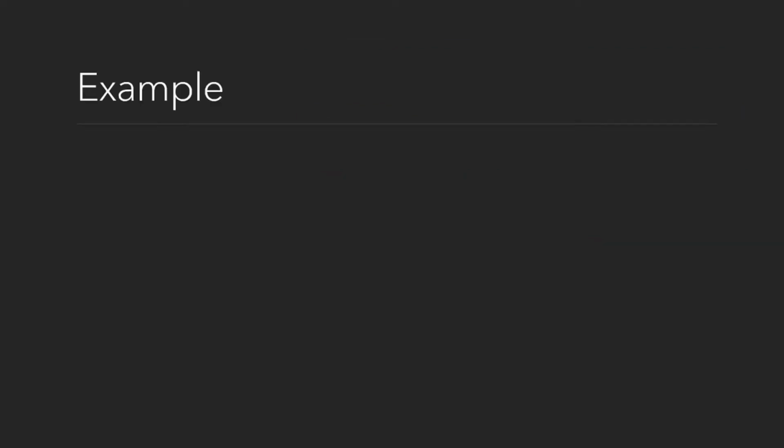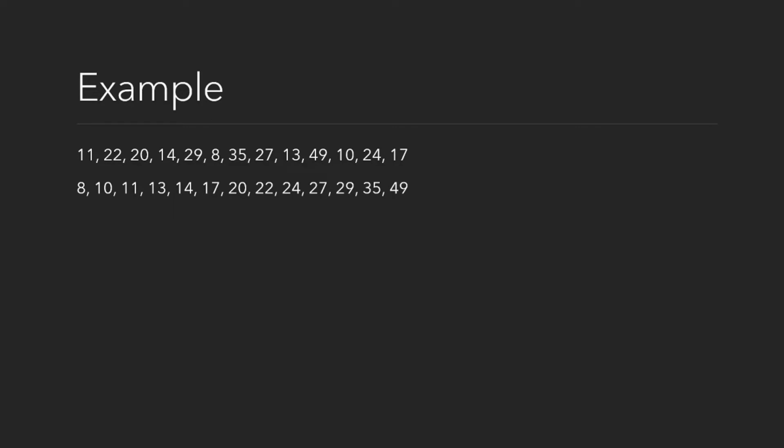Now let's try to solve an example. Let's say we have the numbers 11, 22, 20, 14, 29, 8, 35, 27, 13, 49, 10, 24, and 17. So first, let's sort them by ascending size. So that gives us 8, 10, 11, 13, 14, 17, 20, 22, 24, 27, 29, 35, 49. So at this point, we have a total of 13 numbers.